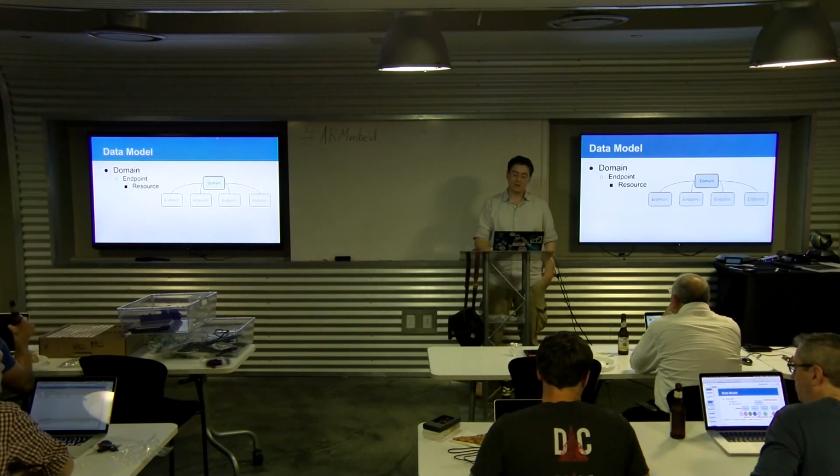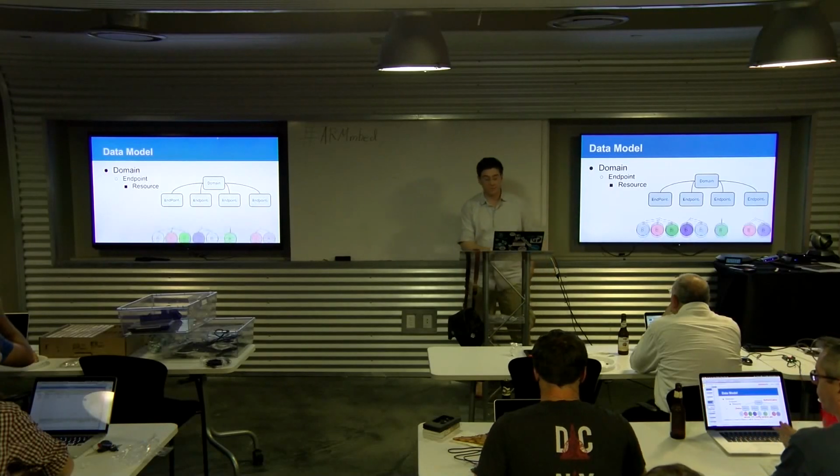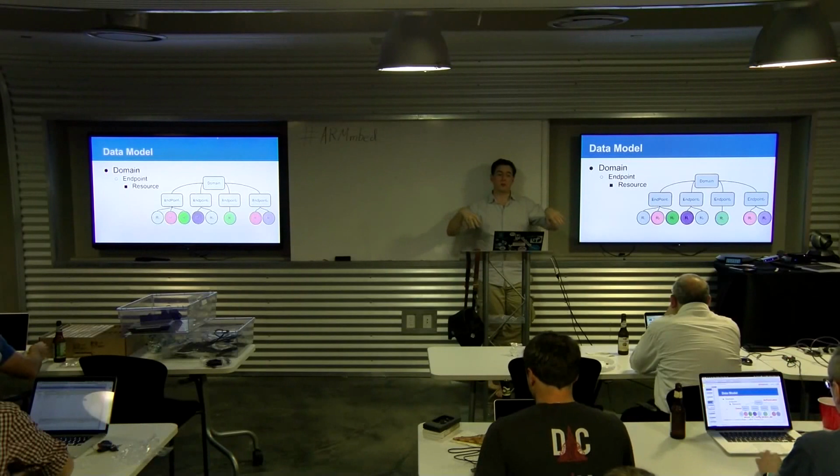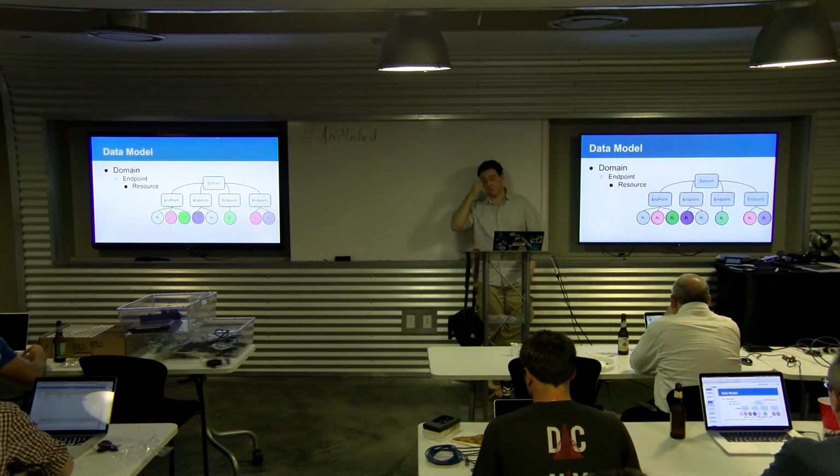Sorry. So this is what the data model looks like. Every domain has multiple endpoints, or a single endpoint as you choose. Every endpoint can have multiple resources.